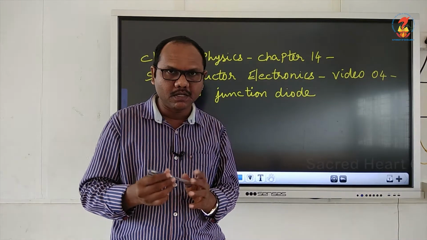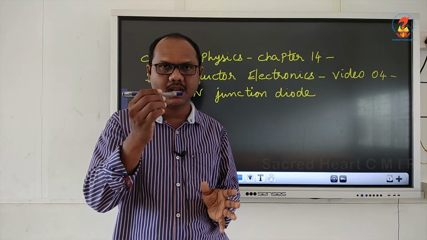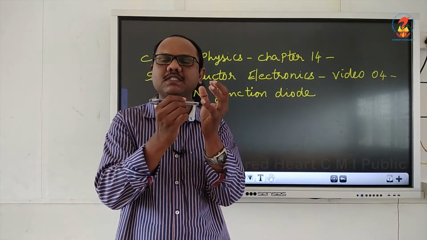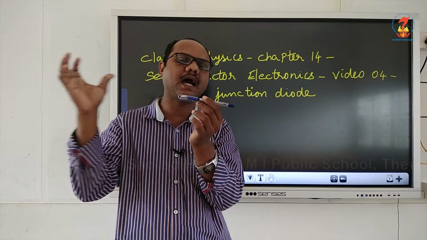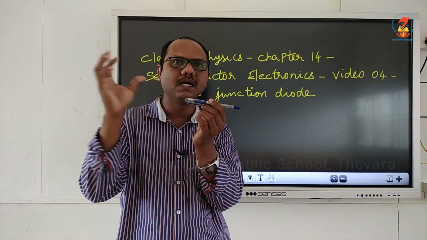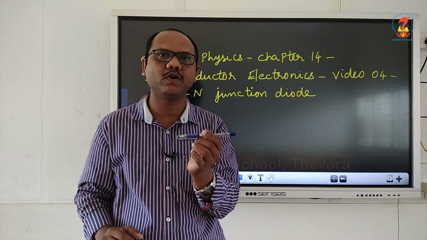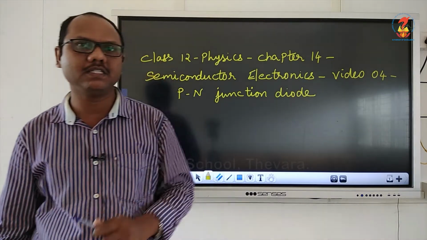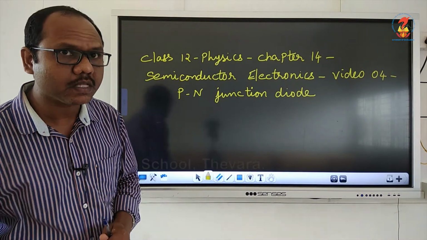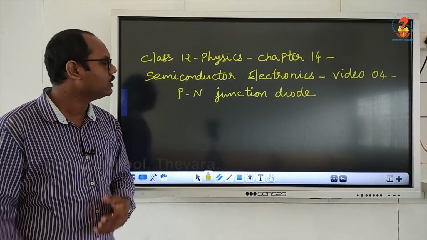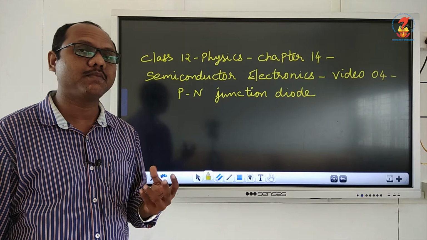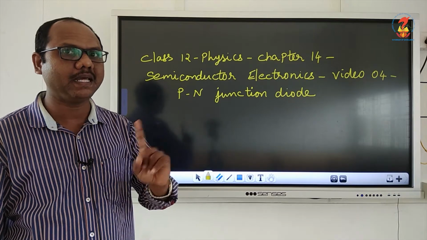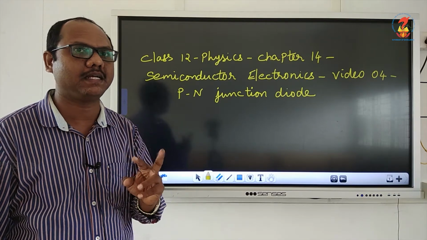I repeat, we take a semiconductor crystal, dope one end of the crystal with a trivalent impurity and the other end with a pentavalent impurity. So you will get a PN junction diode. Before moving on to the formation of the PN junction diode, we have to discuss the conductivity of P-type semiconductor and N-type semiconductor.